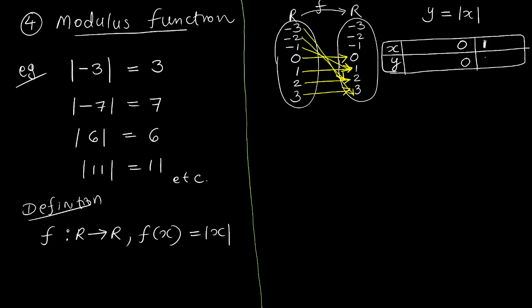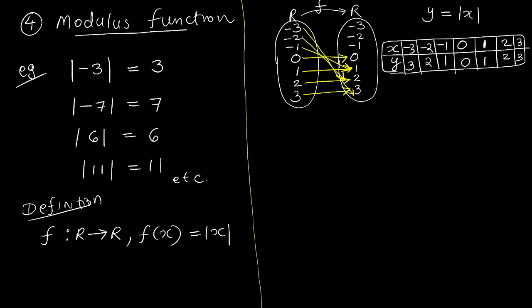x1, mod 1 is 1. Mod 2 is 2. Mod 3 is 3, etc. Mod minus 1 is 1. Mod minus 2 is 2. You can zoom it. Mod minus 3 is 3. Like that.